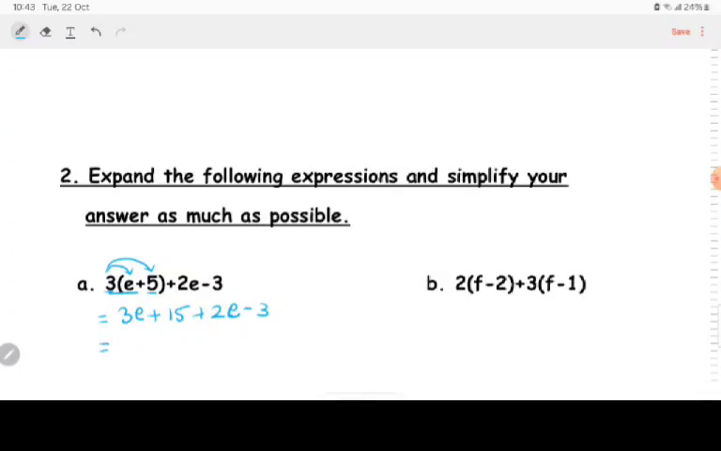Let's bring all the monomials that are the same. So 3E plus 2E plus 15 minus 3. 3E and 2E when added becomes 5E, plus 15 and minus 3 makes it plus 12. Let's go to the next one.